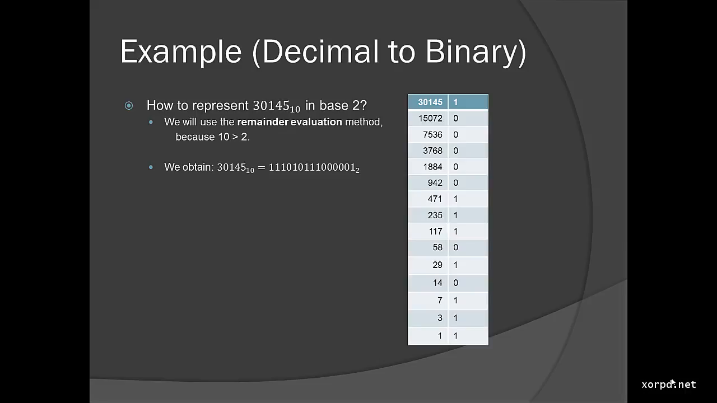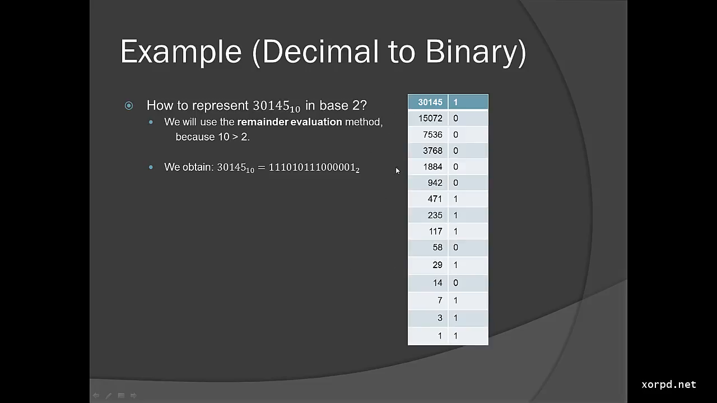Let's look at an example, how to convert from decimal to binary. For example, how to represent the number 30,145 from base 10 to base 2. We are going to use the remainder evaluation method, and that is because 10 is larger than 2. This is how it's going to look.